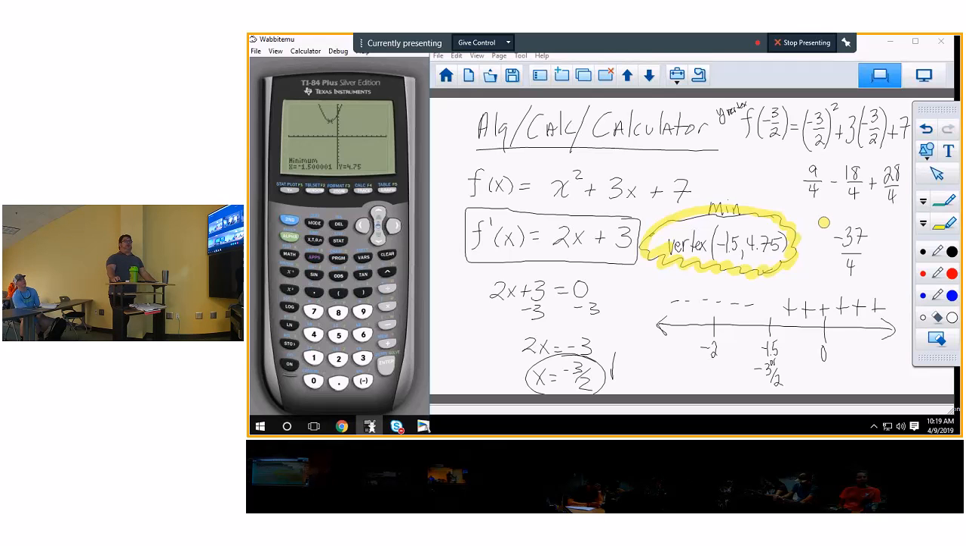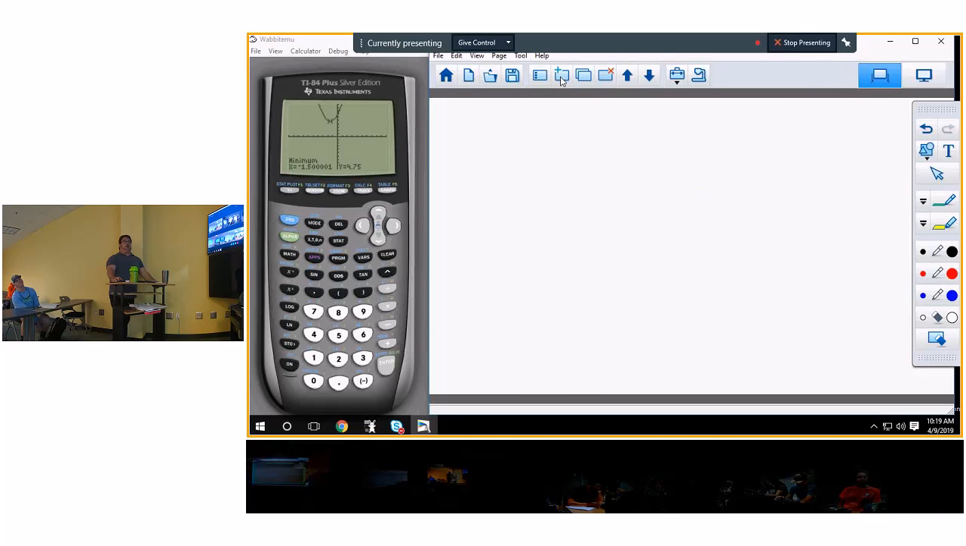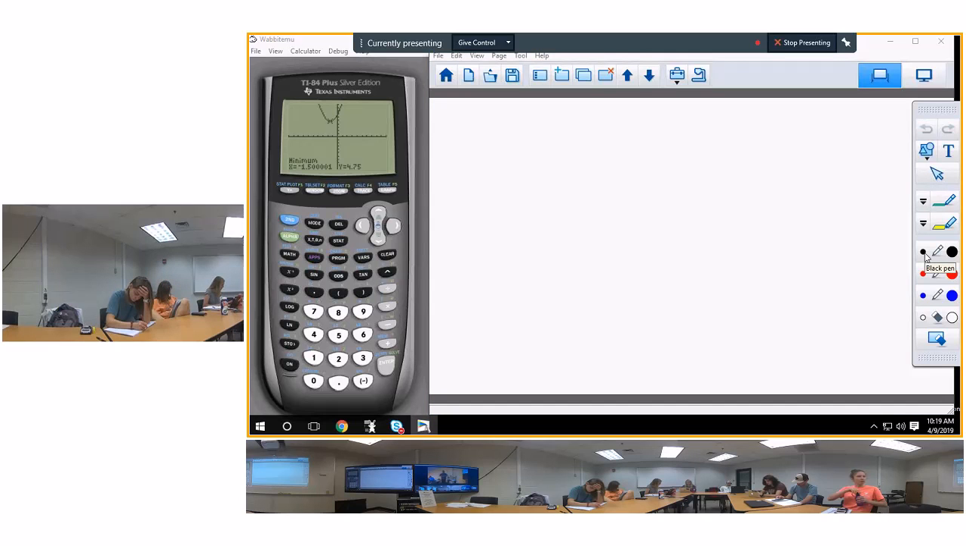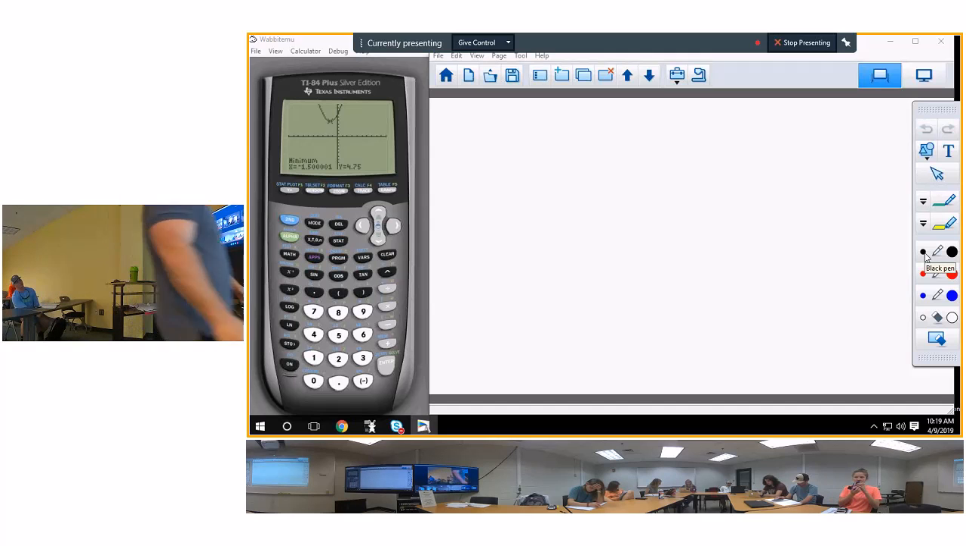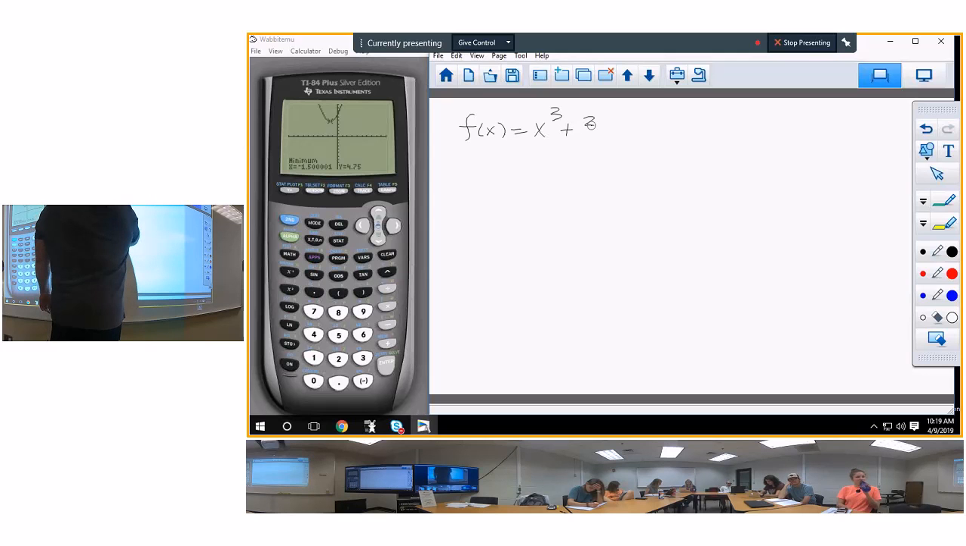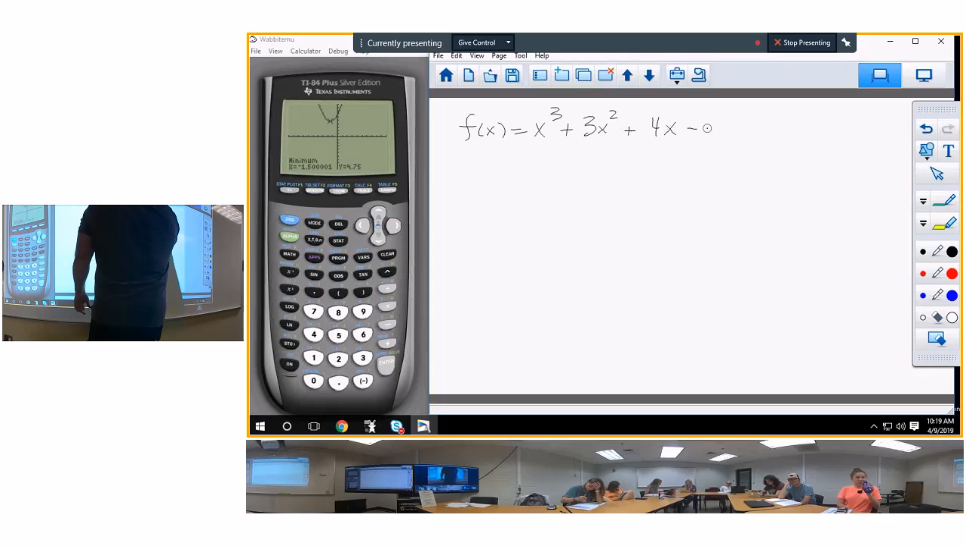All right, let's do a cubic function so you can quit. Let's do f of x is equal to x cubed plus 3x squared plus 4x minus 2.